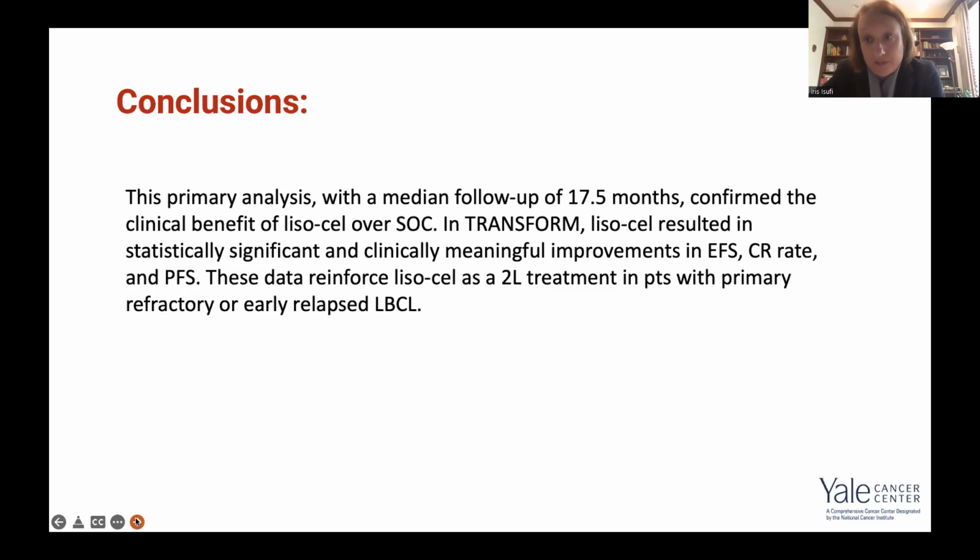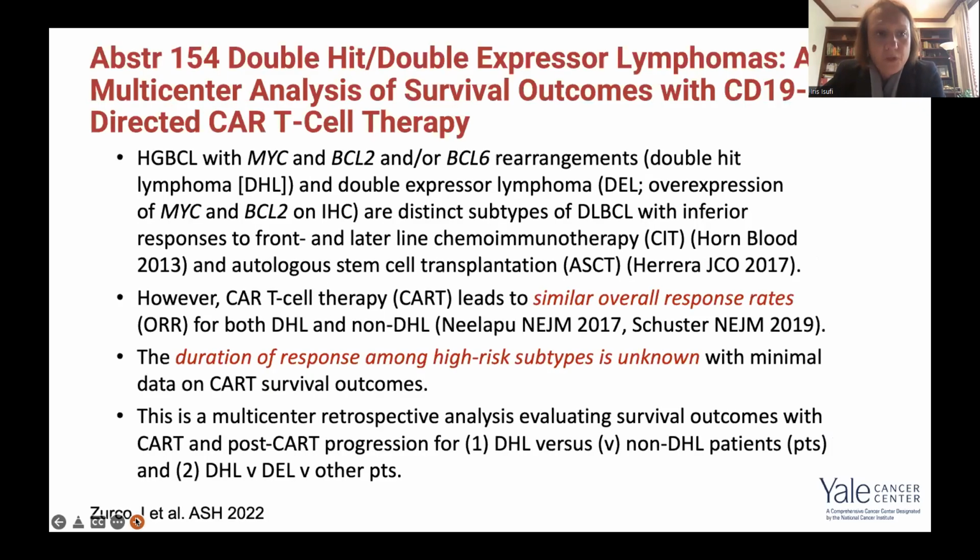And there is another product on the market, but this was the one that had the update at ASH. The next one that I was also interested in is abstract 154, where they looked at really aggressive lymphomas that are high grade with MYC and BCL2 plus or minus BCL6 rearrangements. So the so-called double or triple hit lymphomas, and also double expressor lymphomas with dual overexpression of MYC and BCL2.